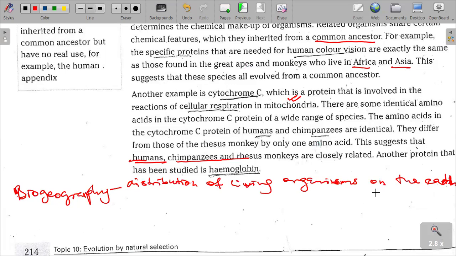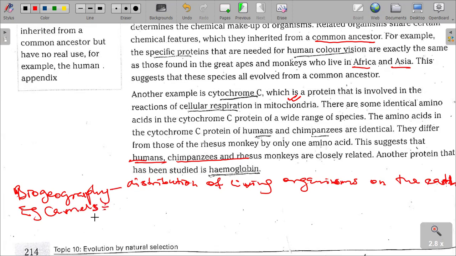Let me quickly explain some few points with regard to biogeography, which I want you to take note of. We have the issues of biogeography. We can talk about the camels as a good example of that.